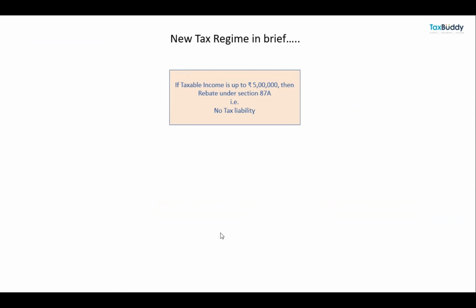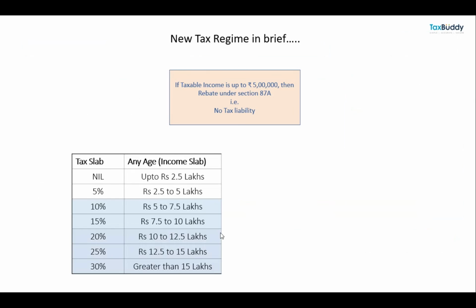Now let us know what is new tax regime. As rebate is the same in both the tax regimes, that means if my income is up to rupees 5 lakh, then I'm not supposed to pay any tax. And if my income exceeds 5 lakh, then the below tax slab rate shall apply. Here, the slab rates are common for all age groups, whether it be more than 60 years or more than 80 years. That means my basic exemption limit is common for all, that is 2.5 lakh.